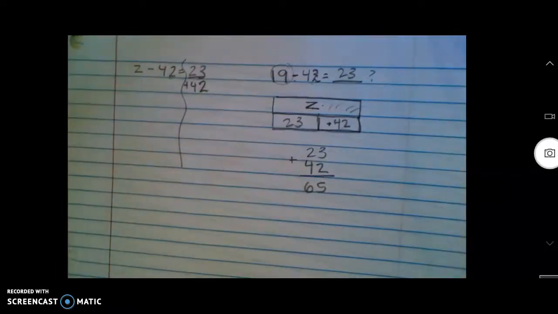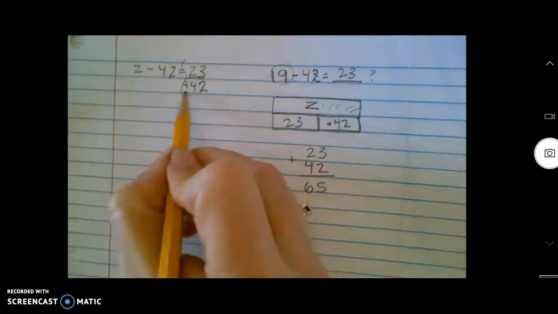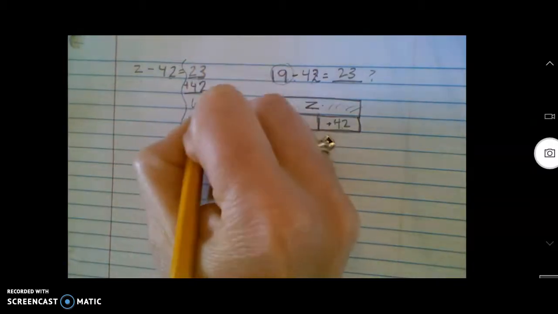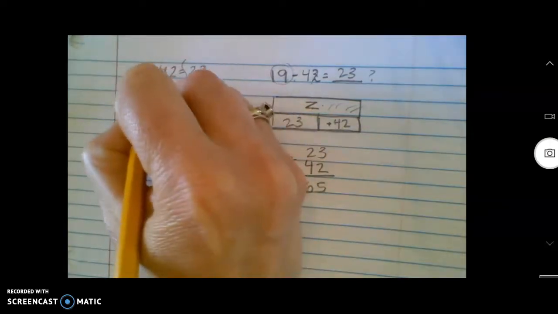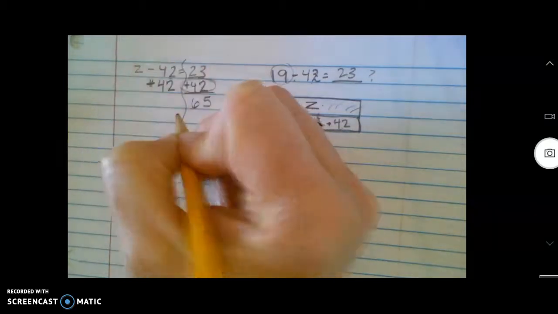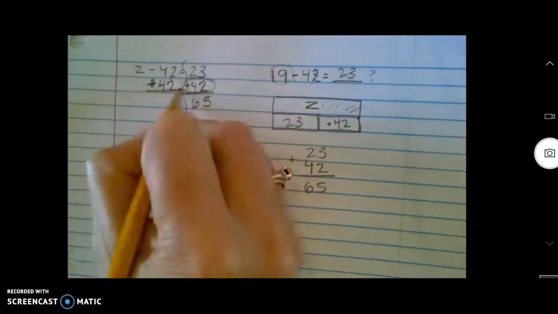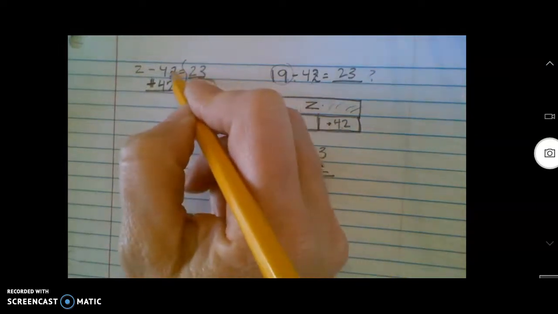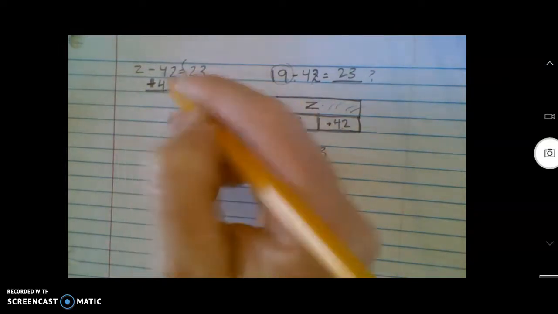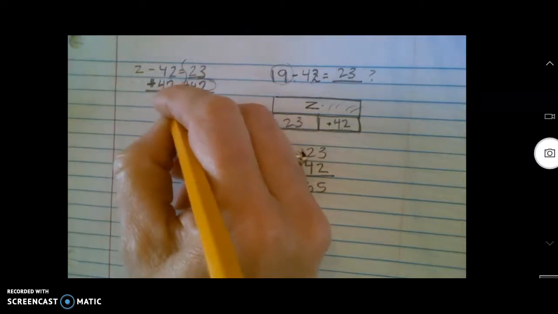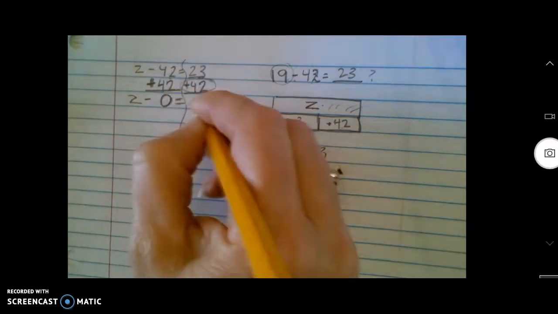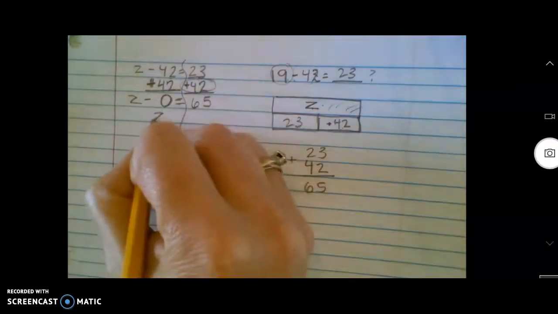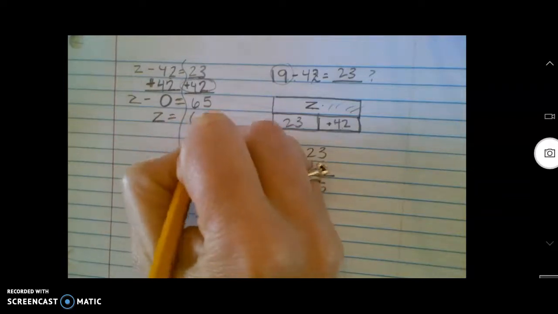So remember, what I do to one side, I have to do the exact same thing to the other side. So when I add 42 here, I get 65. But since I added 42 here, I have to add 42 here. And the point of doing that is if I owe somebody $42 and then I give them $42, I now owe them $0. So I have z minus nothing is the same as 65. So that tells me z is really the same as 65.